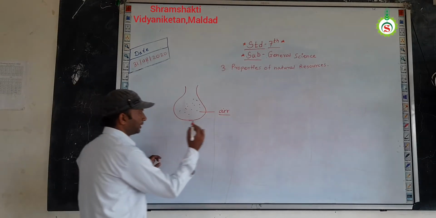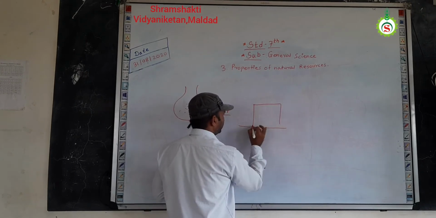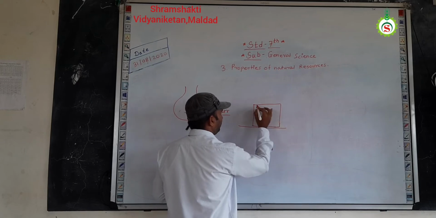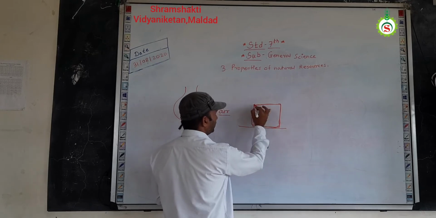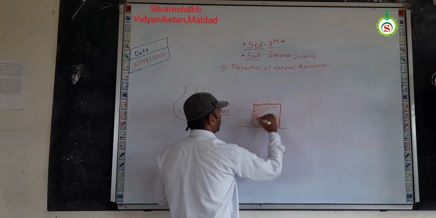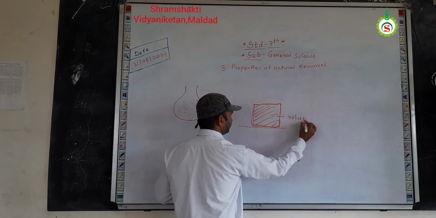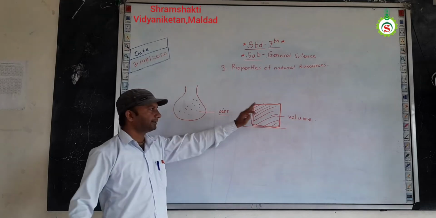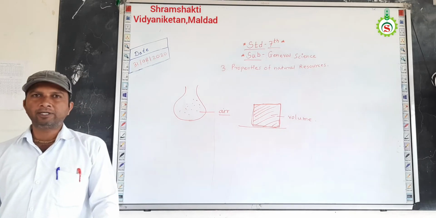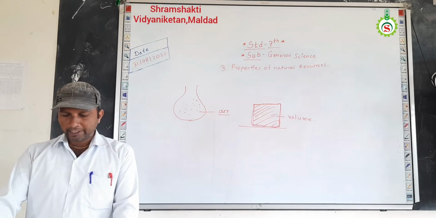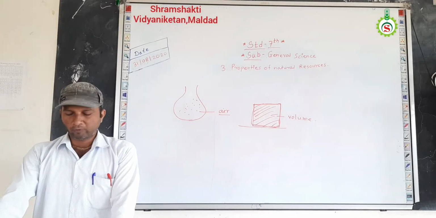For example, suppose this is a square, or one object is present on the land or on the surface. So this much portion of the object is called its volume. It means the space which is occupied by a certain object is called its volume. So air molecules also have a certain volume. Air is a mixture of very fine particles of some gases, dust, smoke and moisture.